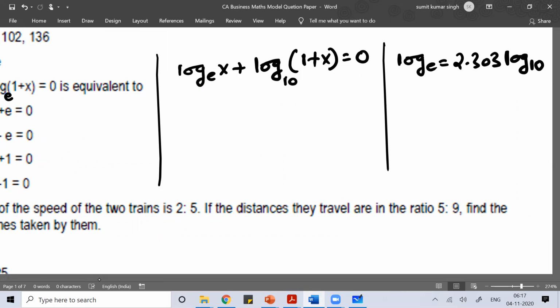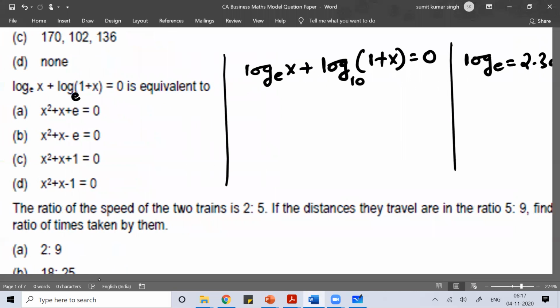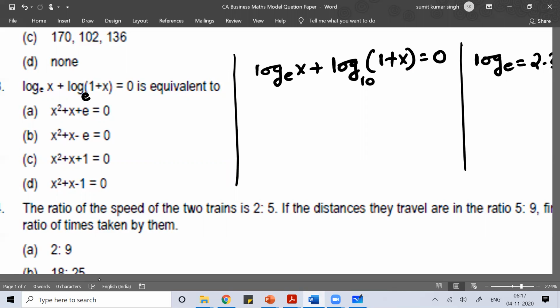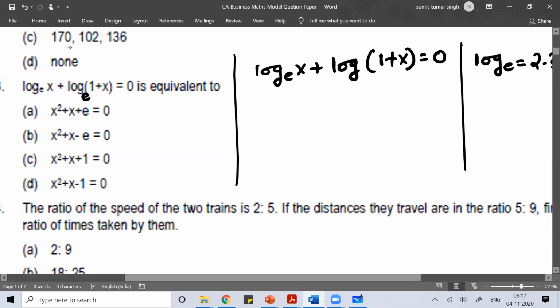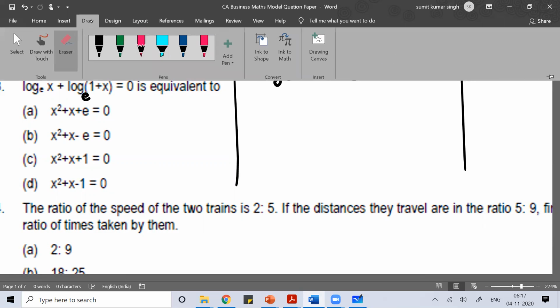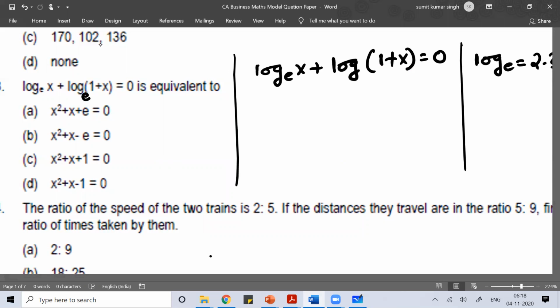If you do base conversion and all, it would tend to be complicated. So you can understand that there is a little error in the formulation of the question paper. There are certain errors in the model paper. In logical reasoning also, I found an error in one question. Even then, for the time being, I'll ignore this error and assume the base is the same, either e or 10. I'll take one base only. Okay, so let the base be e.